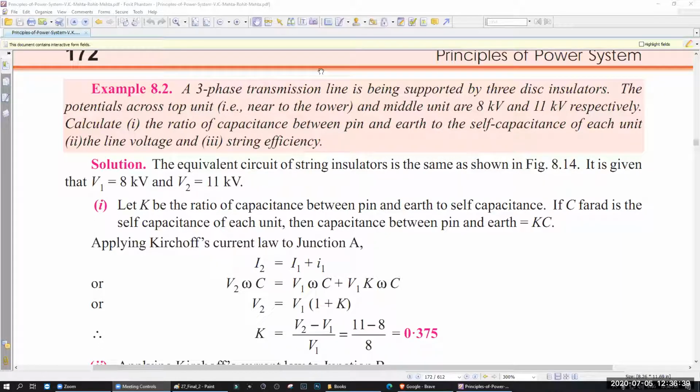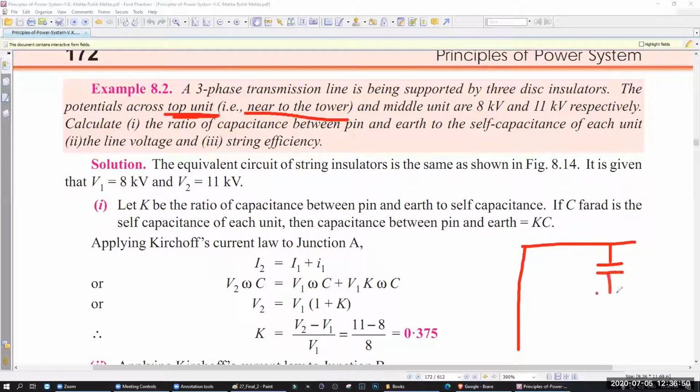Near to the tower means what? Top means what? Near to the tower. V1 is near to the tower. Which one is near to the conductor? V3 is near to the conductor. So top unit means V1, and the middle unit means V2, 11 kilovolt and 8 kilovolt respectively.